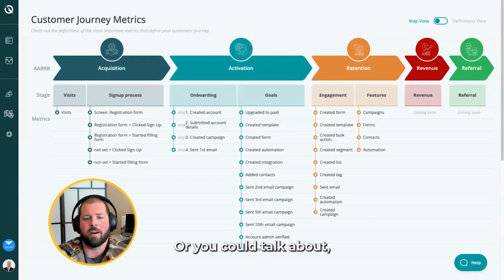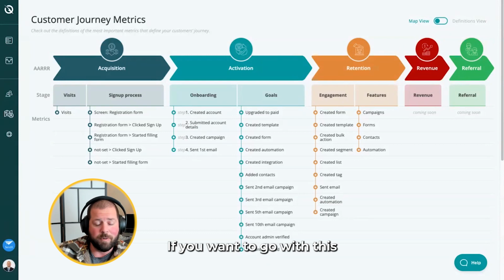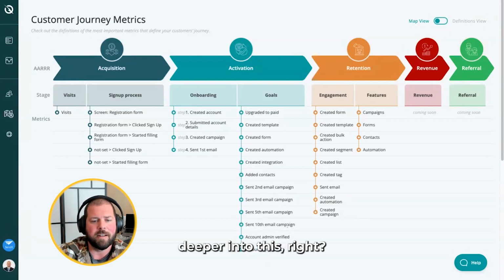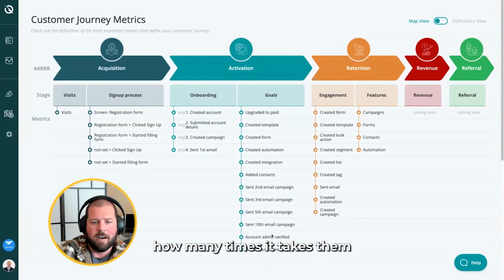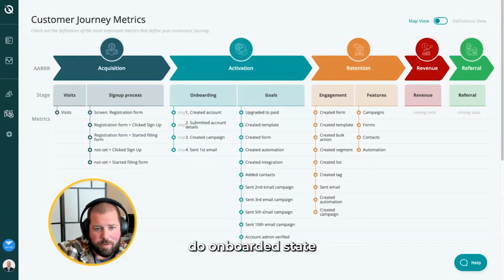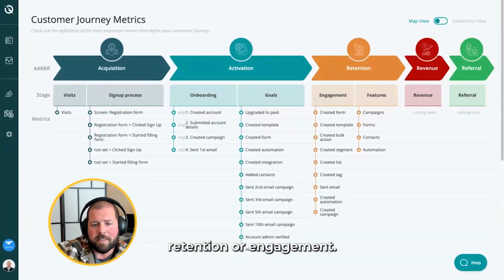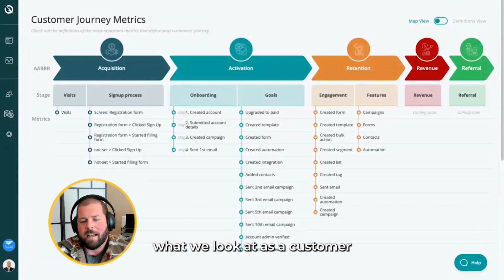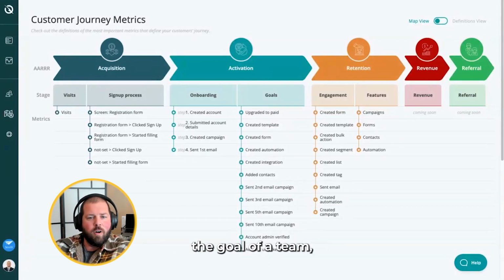Or you could talk about, let's say, a customer defined North Star metric, if you want to go deeper into this, right? If you had a time metric to this, how many times it takes them to do something, do the onboarded state, say 2 times, 3 times, 5 times within a period of time that leads to the highest retention or engagement. That's much more what we look at as a customer defined North Star metric. And that would be the goal of a team, but it is not the same as onboarded, if that makes sense.